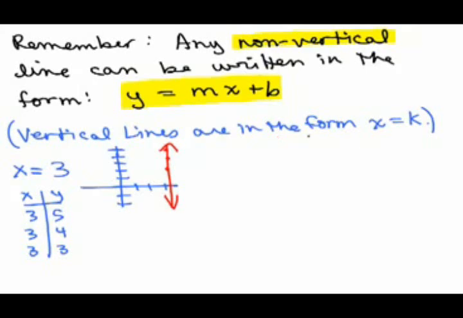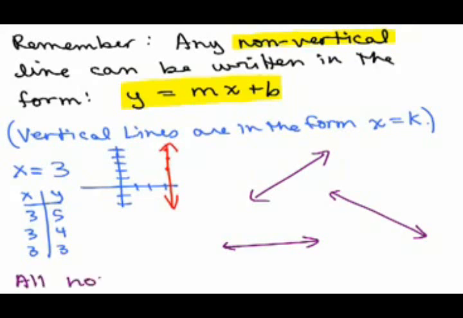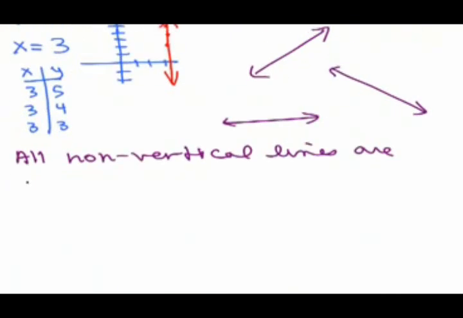All right, so vertical lines are not in this form. All other lines are non-vertical, and so imagine no matter how you drew those lines, doesn't matter where you put them, they'll pass the vertical line test. So any non-vertical line is a function. Okay? So all non-vertical lines are functions. Okay? And in fact, it's called a linear function.